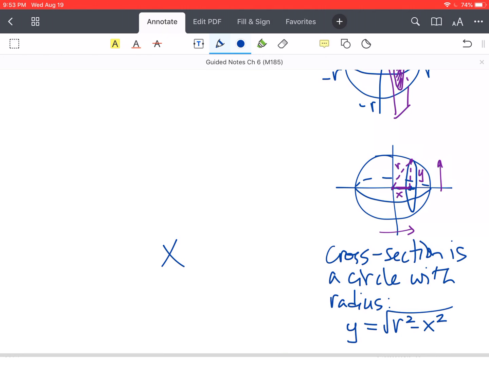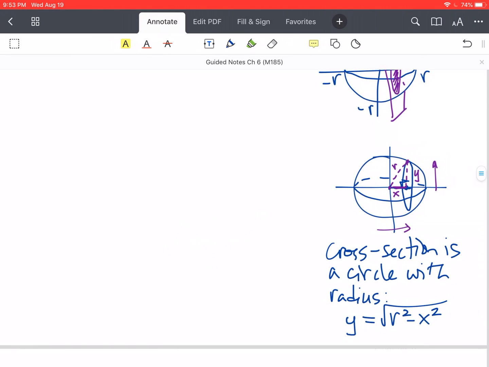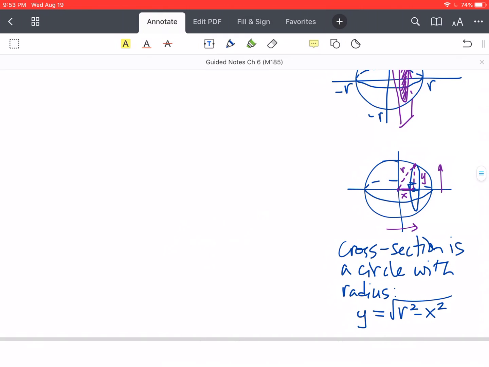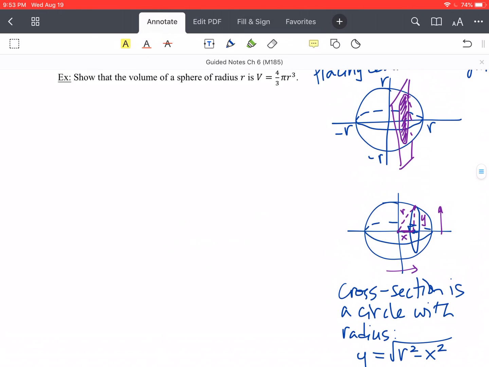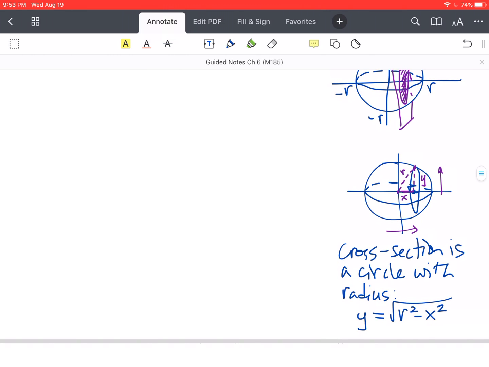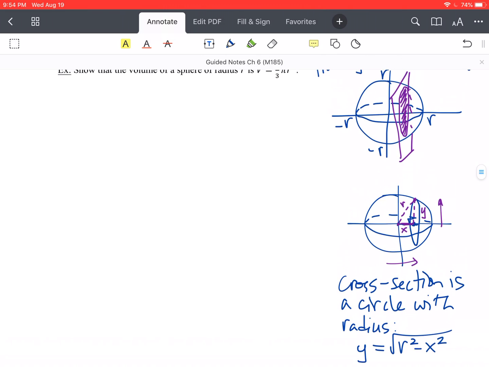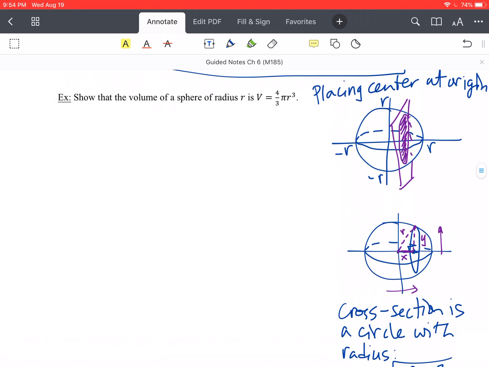Why is that? Because the formula for a circle is x squared plus y squared equals r squared. Or you can use the Pythagorean theorem if you like, on this right triangle here. So there's a lot of different ways to get to that point, to make that argument. Alright. So once we have that, we can find the area of the cross section.